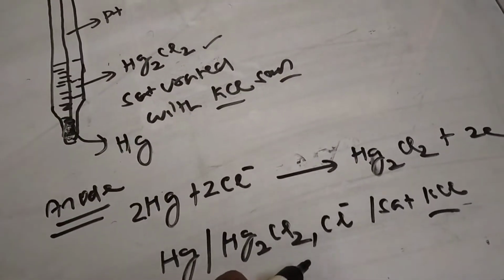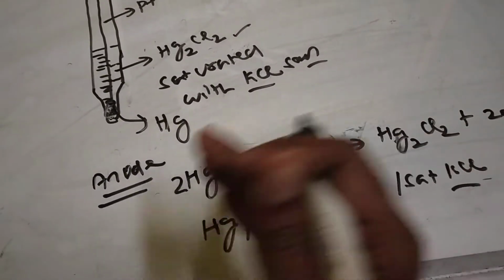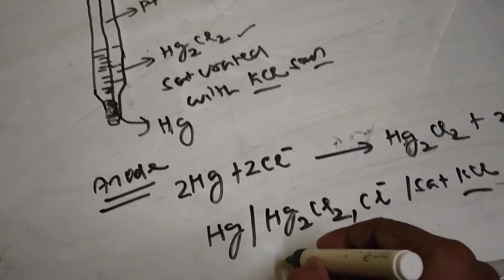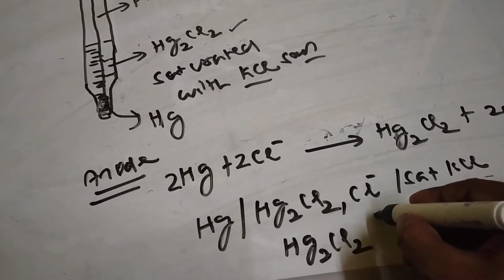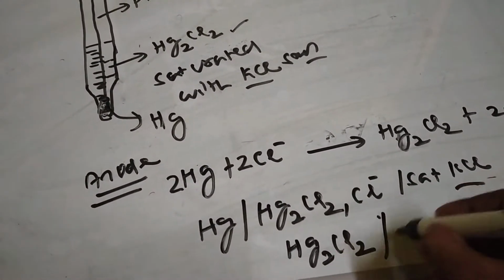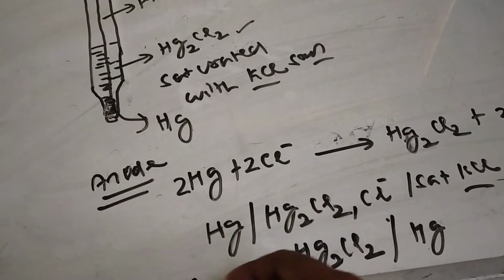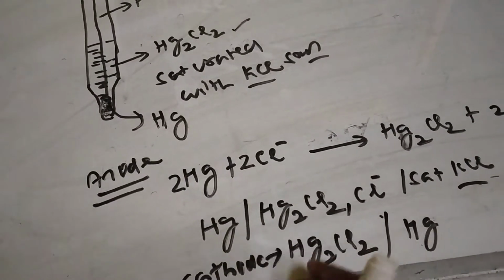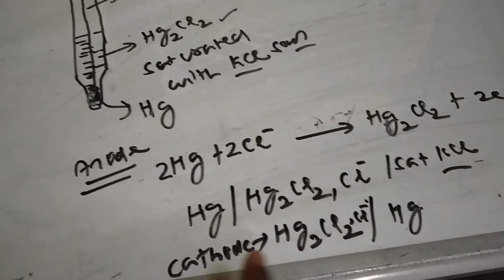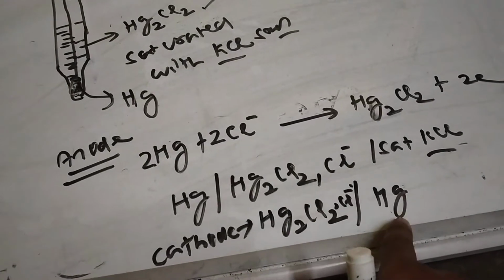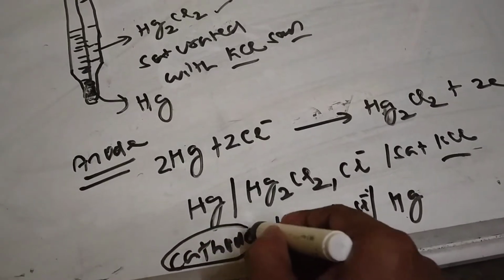If I want to write the same reaction for the reduction, then I will just replace it like that. Hg2Cl2 is converted to Hg if I take this as a cathode. Hg2Cl2 is converted to Hg without changing the oxidation number of Cl minus, if I use this as cathode.